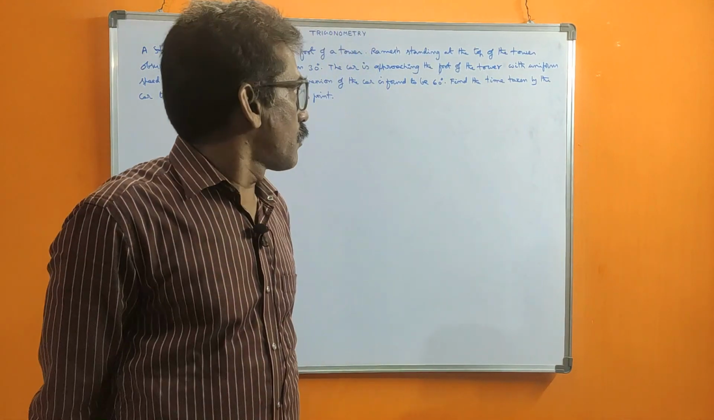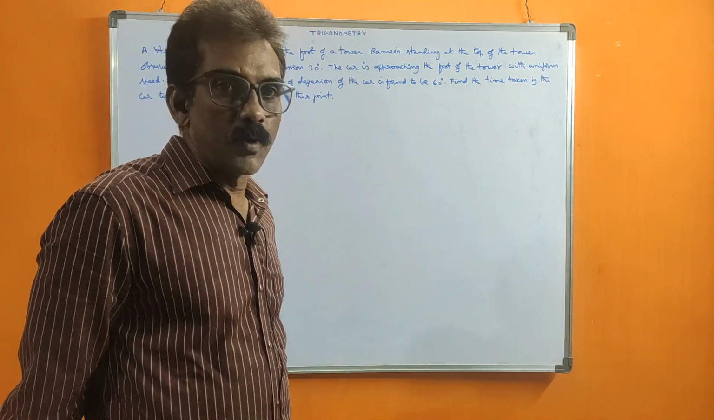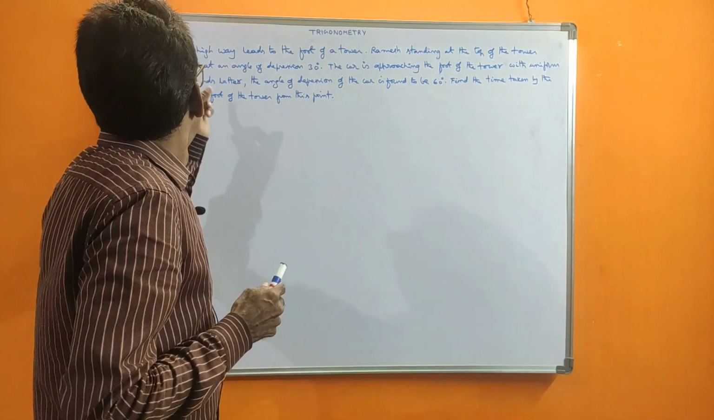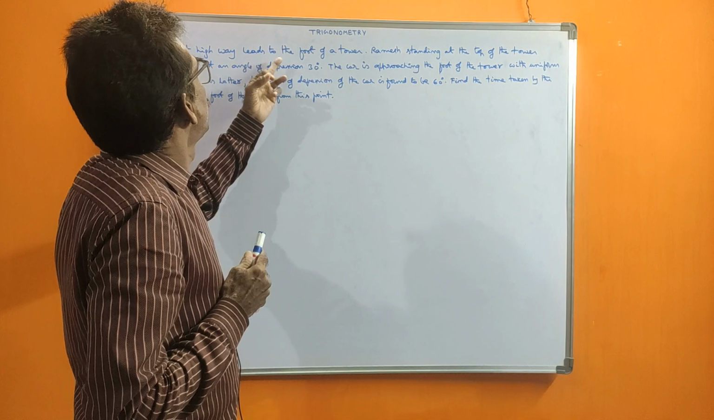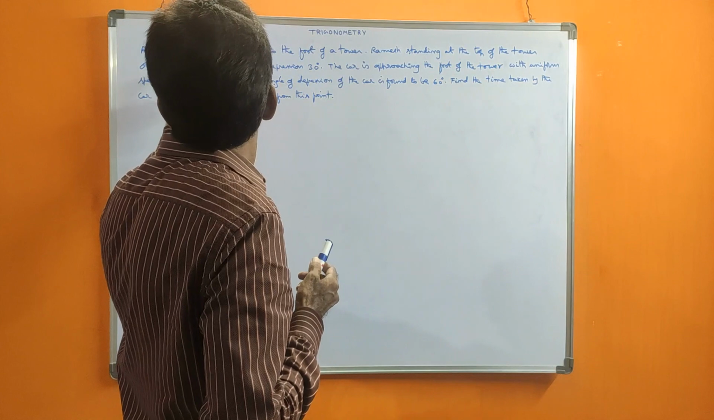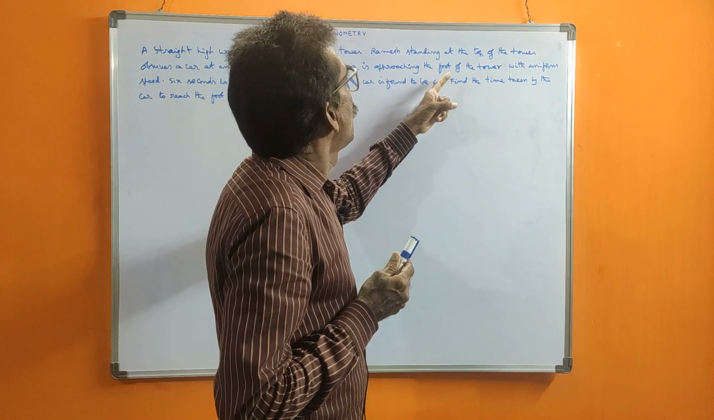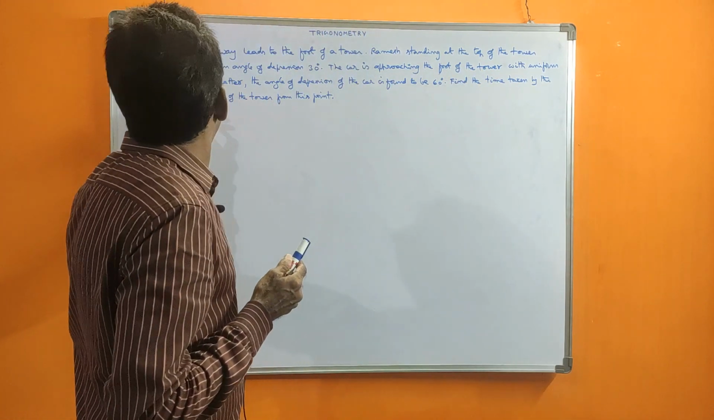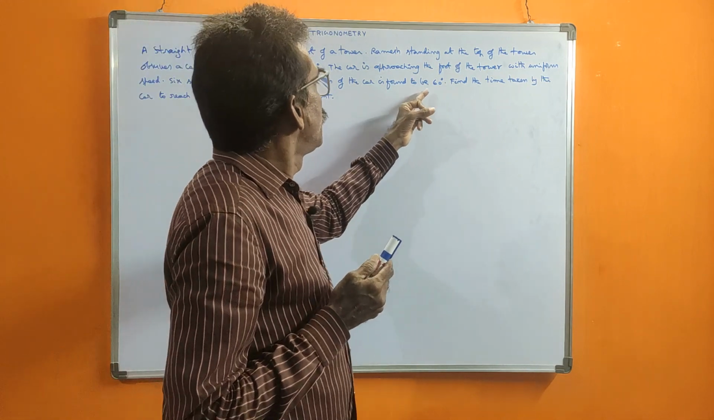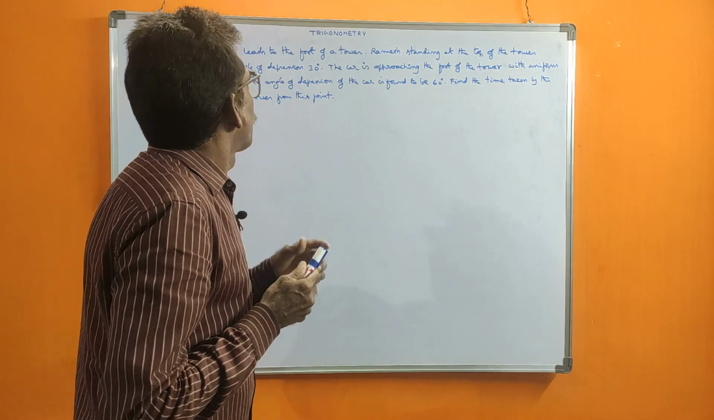In this video, I want to explain another important model problem that is related to heights and distance. Now you see, a straight highway leads to the foot of a tower. Ramesh, standing at the top of the tower, observes a car at an angle of depression 30 degrees. The car is approaching the foot of the tower with uniform speed. 6 seconds later, the angle of depression of the car is found to be 60 degrees. Find the time taken by the car to reach the foot of the tower from this point.